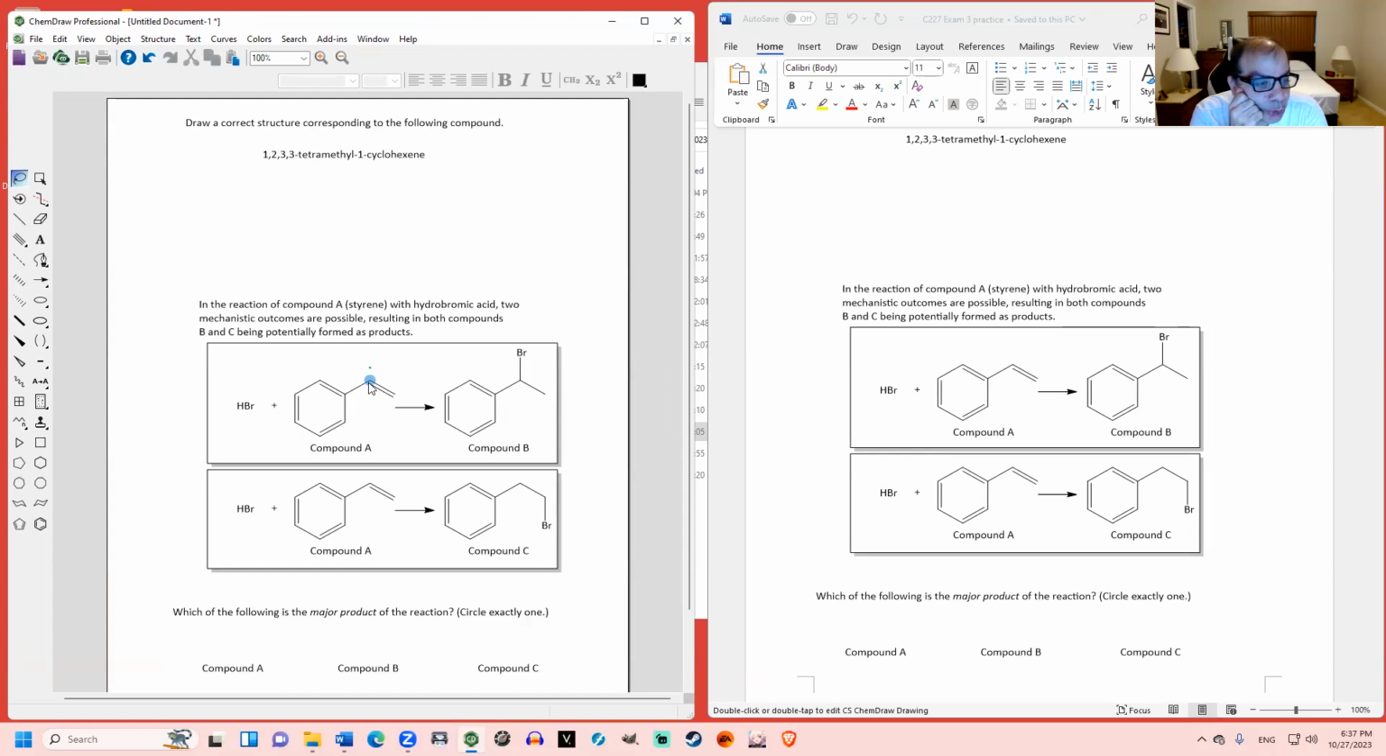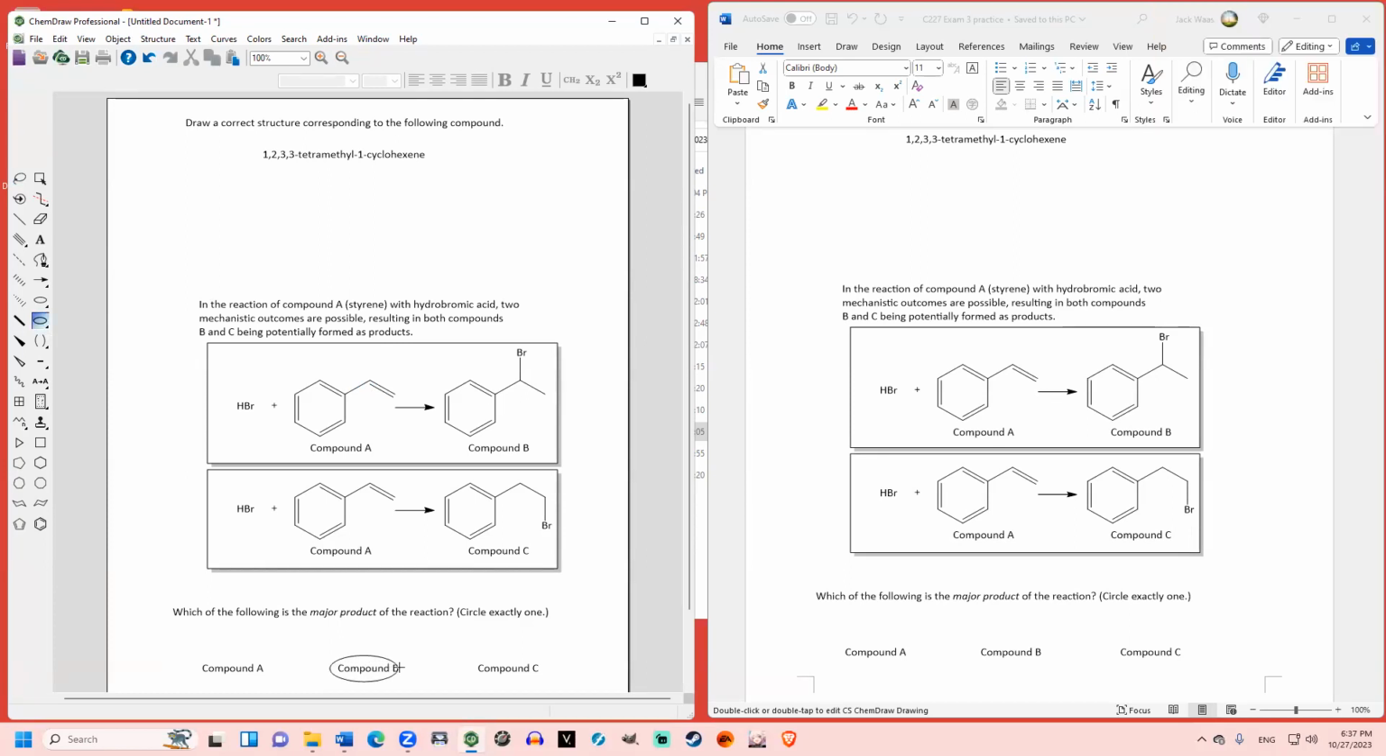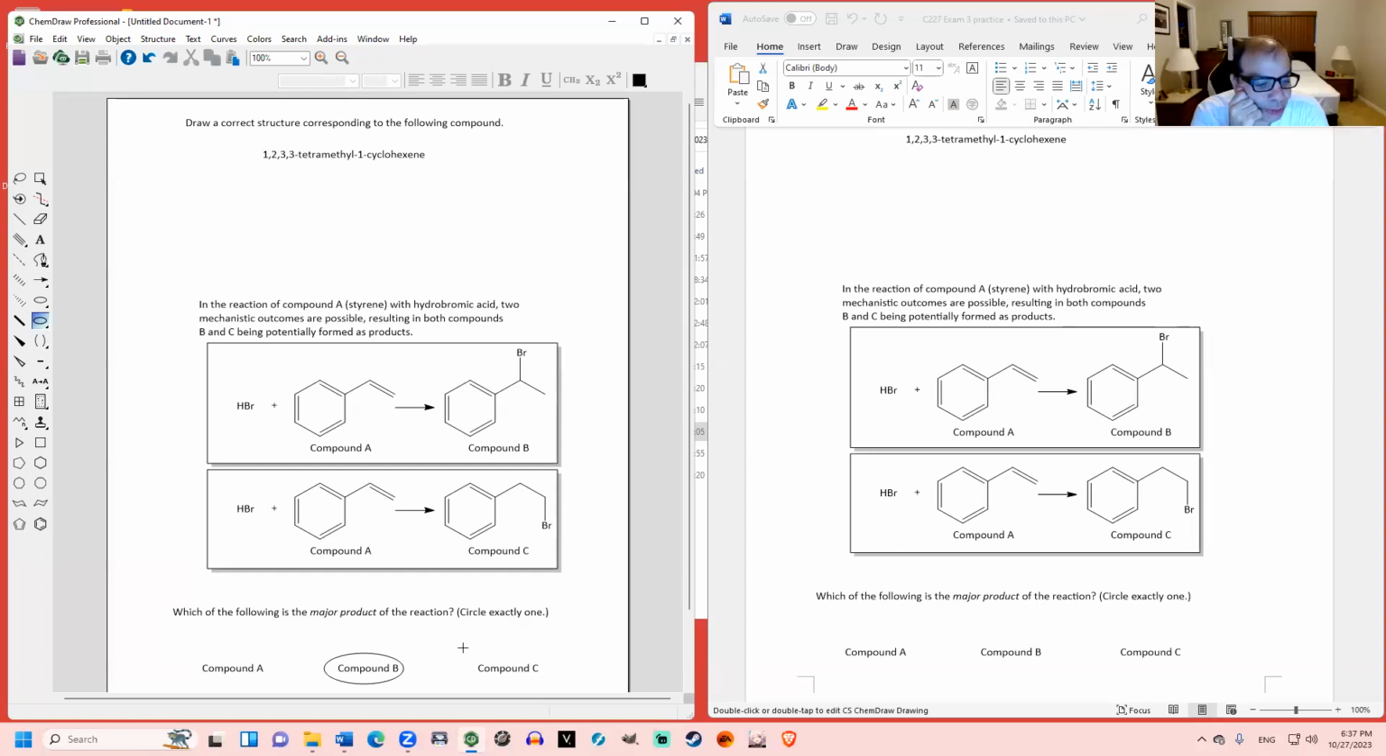So that means the bromide is going to attack over here, and compound B will be preferred over compound C. Compound A isn't even a product. So that's what I was looking for. And I think that's it for that page.